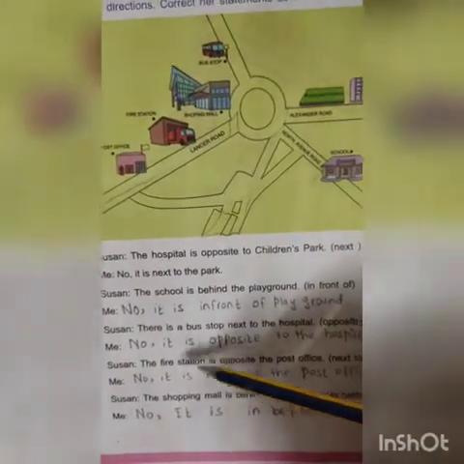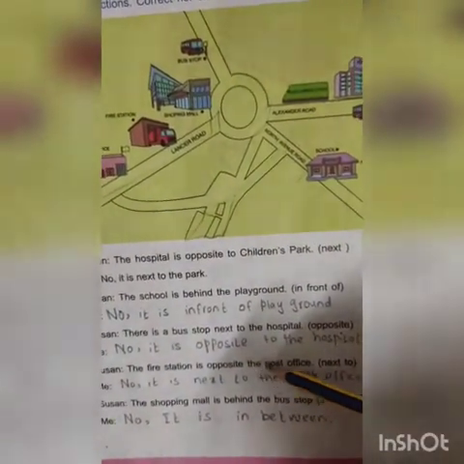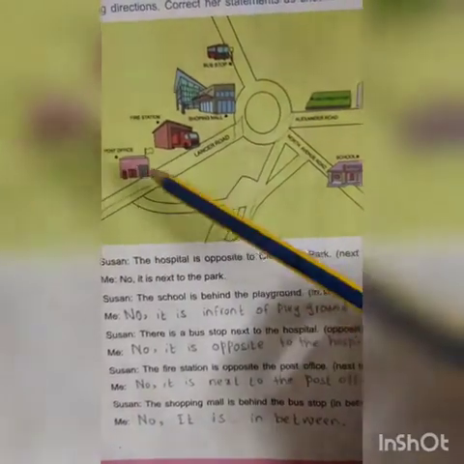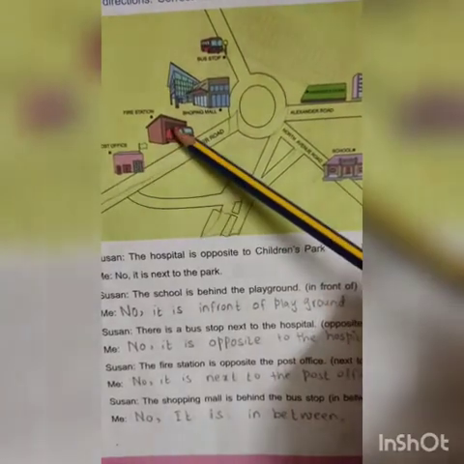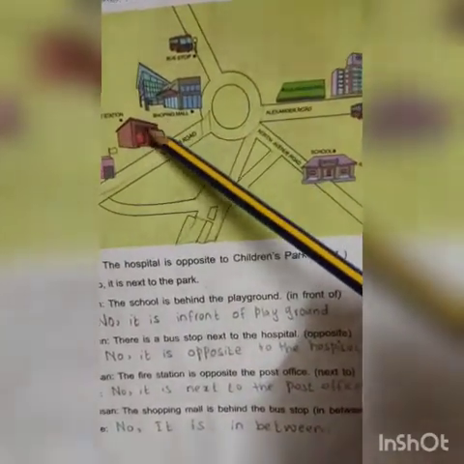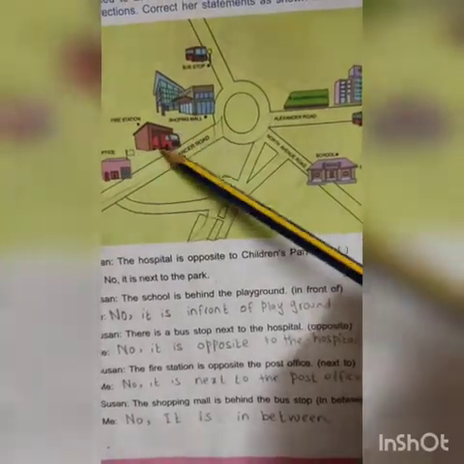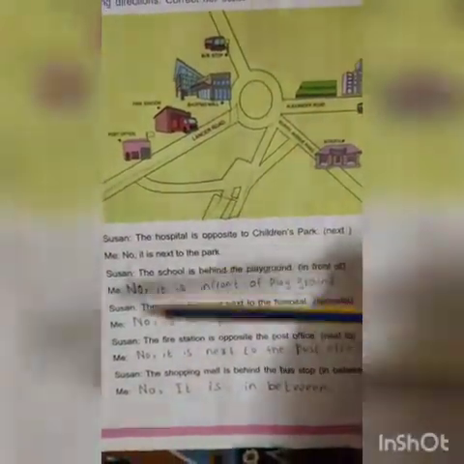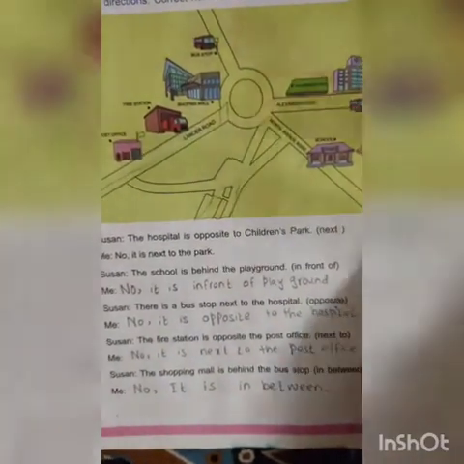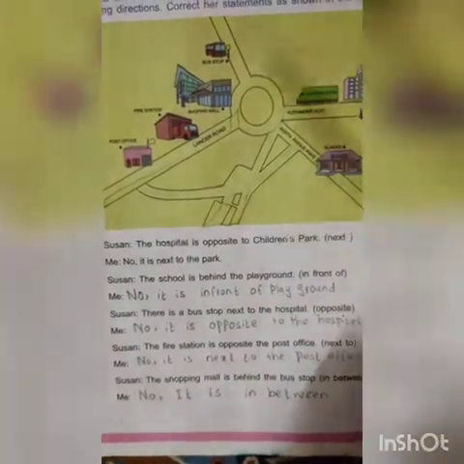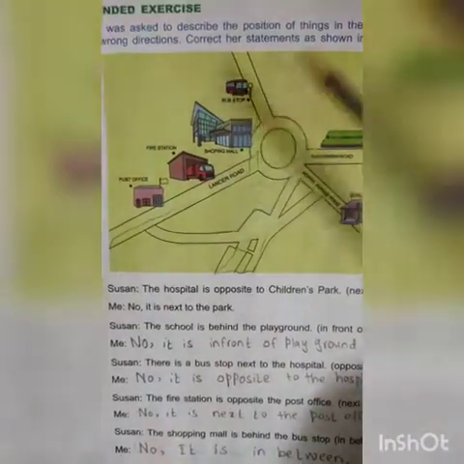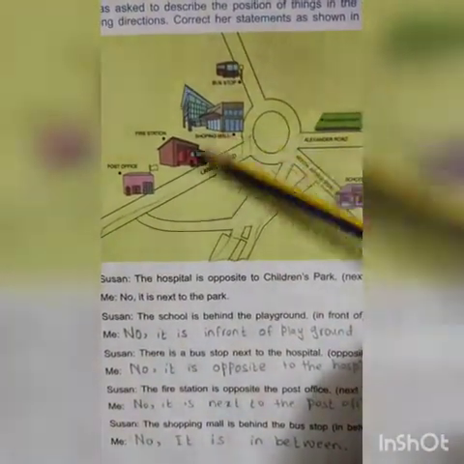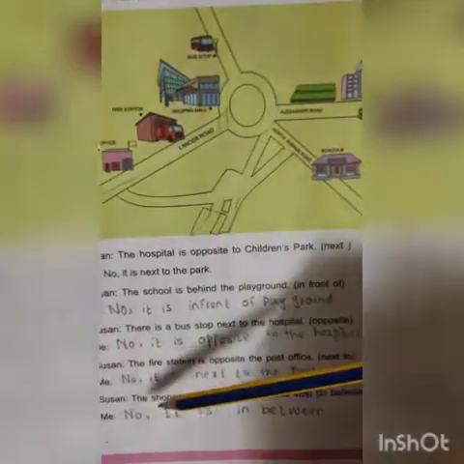So, the fire station is opposite the post office. Where is the fire station? Fire station is here and post office is here. It is not opposite. The fire station is next to the post office. So then, the shopping mall is behind the bus stop, in between. Okay, the shopping mall is behind the bus stop. Where is the shopping mall? Here. Shopping mall is here and it is behind the bus stop. No, it is in between. So you write it here. No, it is in between.